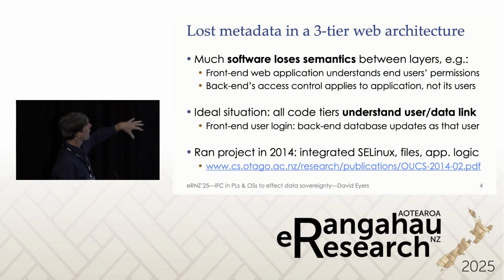This slide gives the text that relates to the figure that I just showed, so to skip through it, I'm just saying that we have this problem that you lose semantics between the different layers of these multi-layered systems. And ideally, we would like all of those tiers to understand user data links.